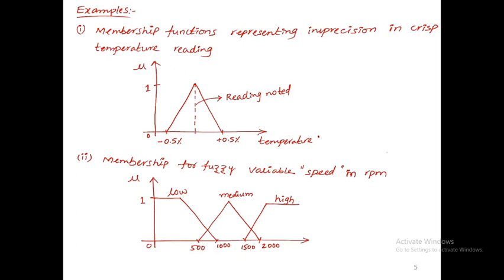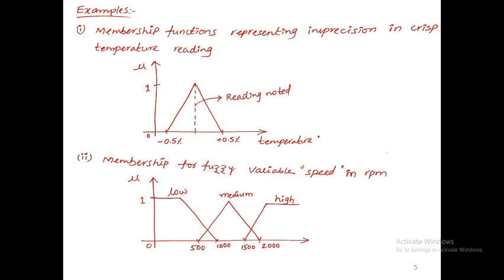Likewise, let us take another example, the membership for the fuzzy variable speed in RPM. Let us take the same example, like wind turbine speed. On the x-axis is speed, and the y-axis is the membership function, where the maximum membership value is 1. The 0 to 1 membership value will change. So your wind turbine speed may be high, medium, or low.